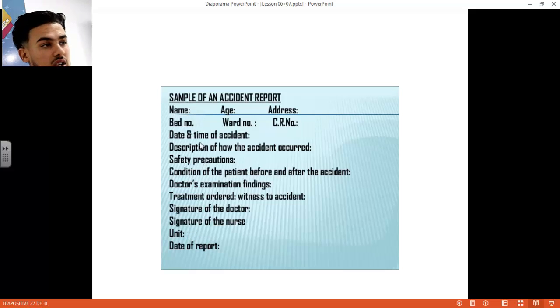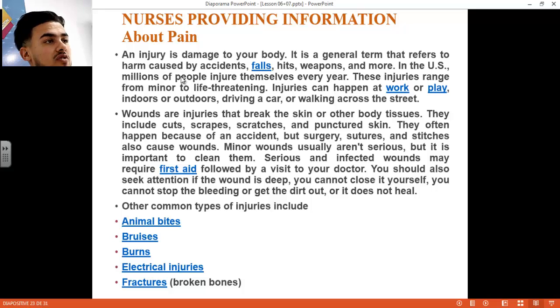By following these points, you will be able to produce a very good report that may help other team members or other nurses during work. While leaving your work or going home after finishing, the report may be in other hands and they will benefit from it. Here nurses provided information about pain.